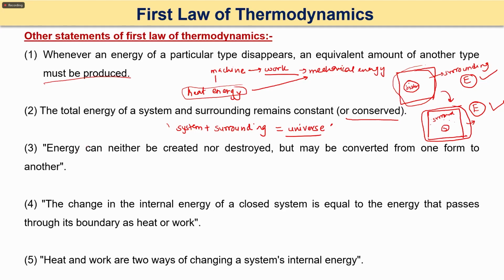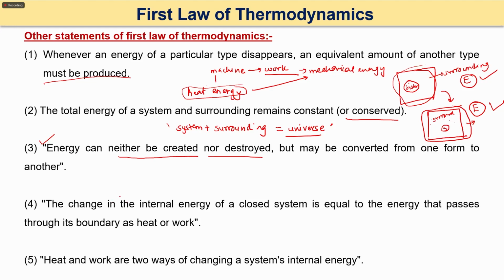And if it remains constant, then we can say that it can neither be created nor destroyed. So these are different forms of the statement. If this remains constant, this basically means that it can neither be created nor be destroyed. However, as told earlier, it can be converted from one form to another. Here in this case, heat energy was converted to mechanical energy. So this is a very important statement: we cannot create energy, nor can we destroy it, but we can convert it from one form to another form.